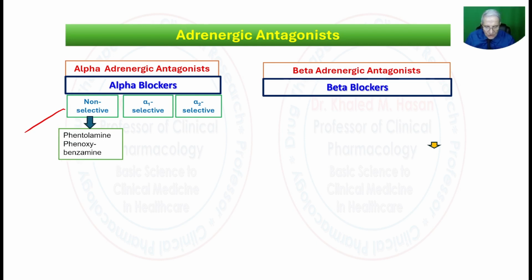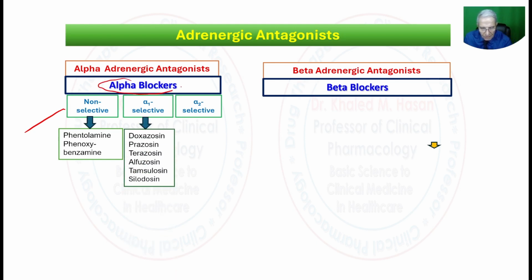So as you can see here, for the alpha blocker, non-selective, they block alpha 1 and alpha 2. We have phentolamine and phenoxybenzamine, and these medications are used for pheochromocytoma and Raynaud's disease.